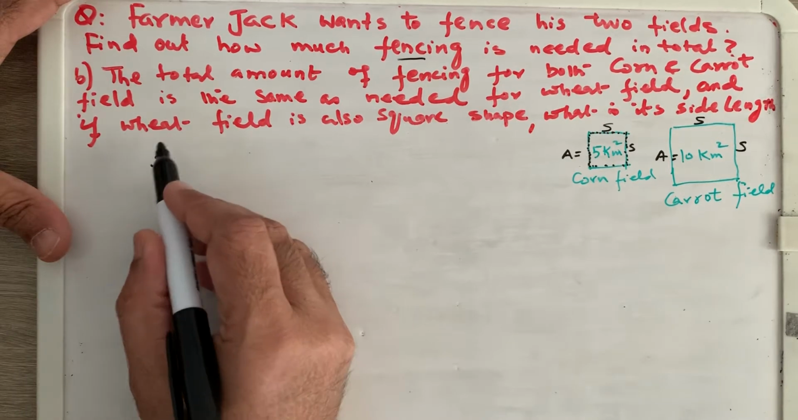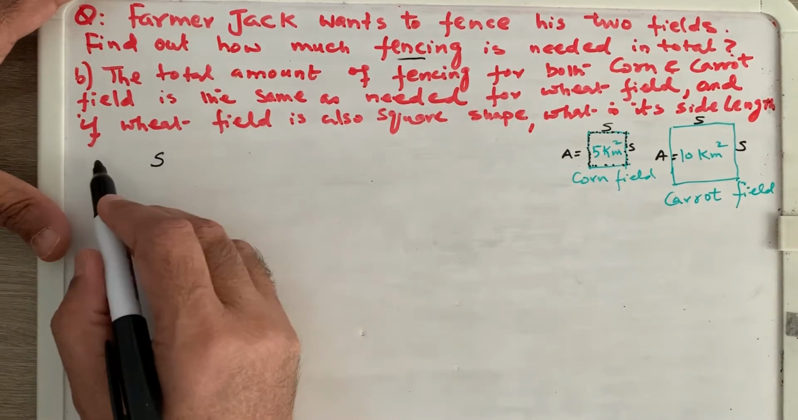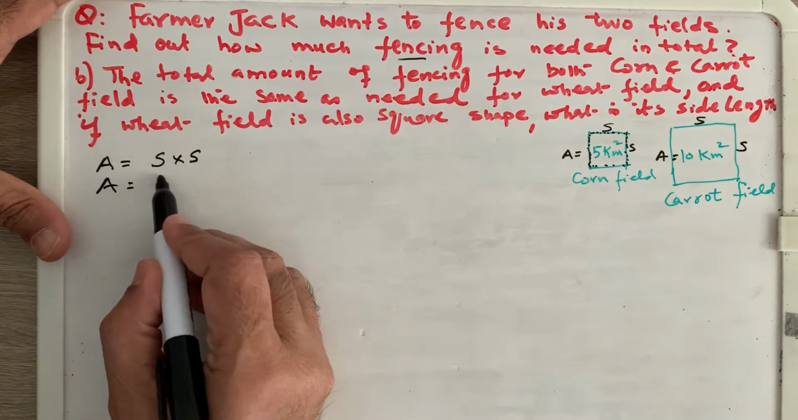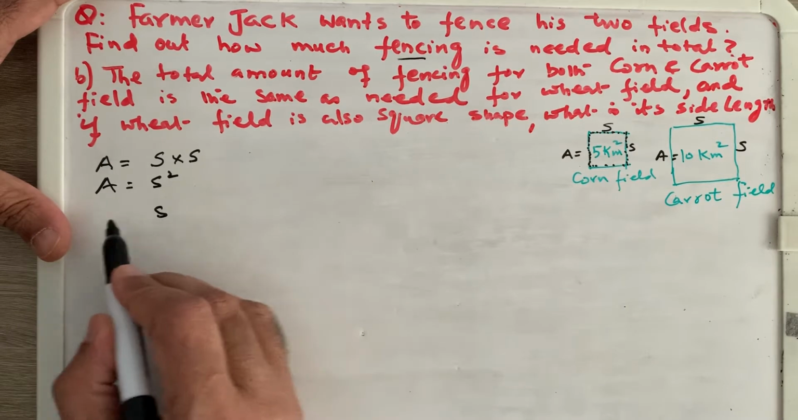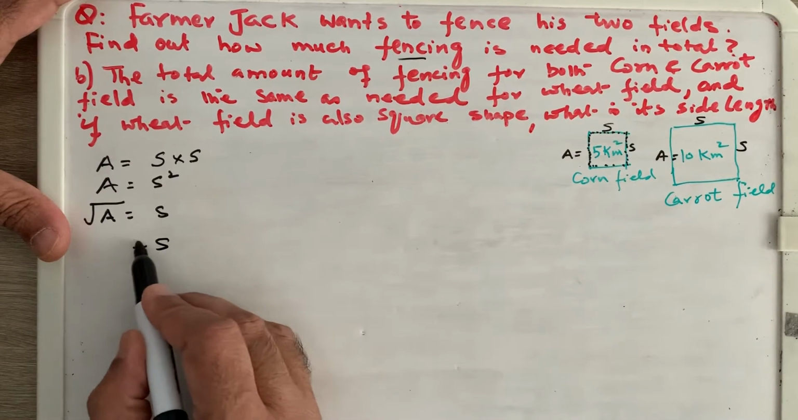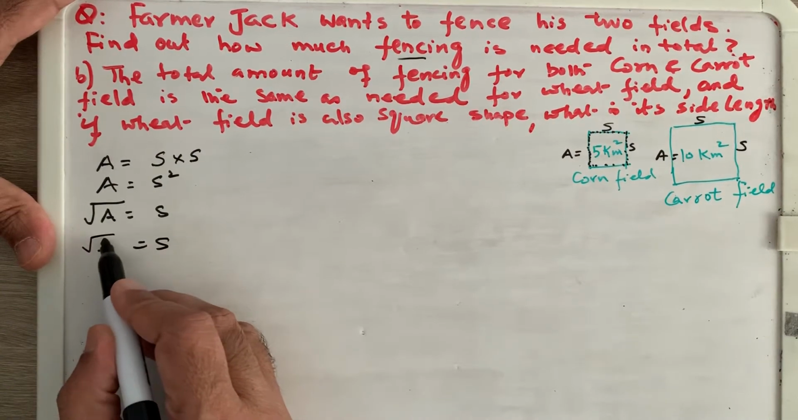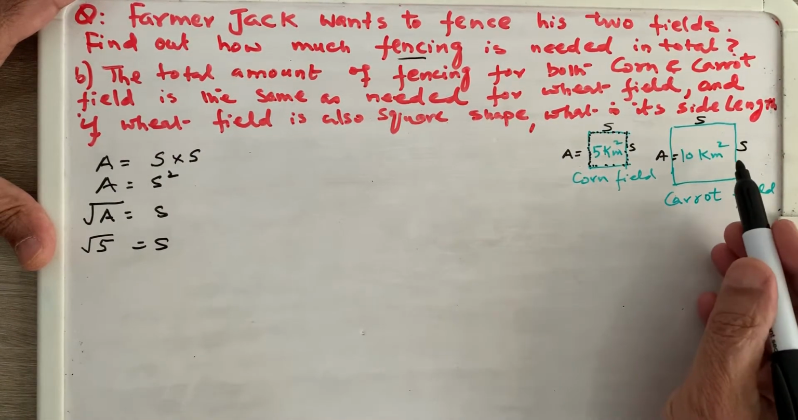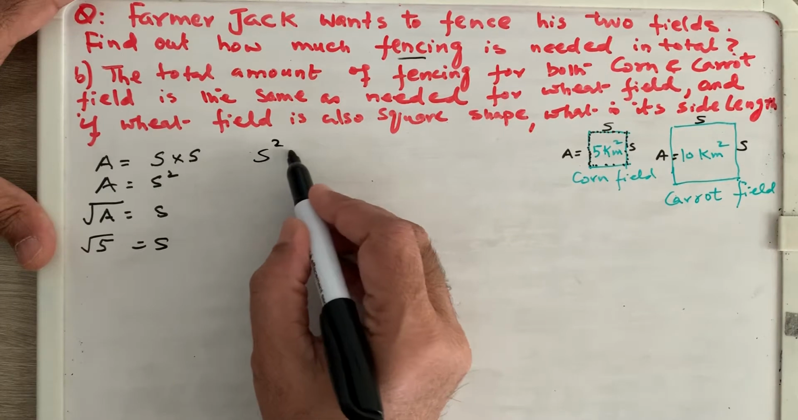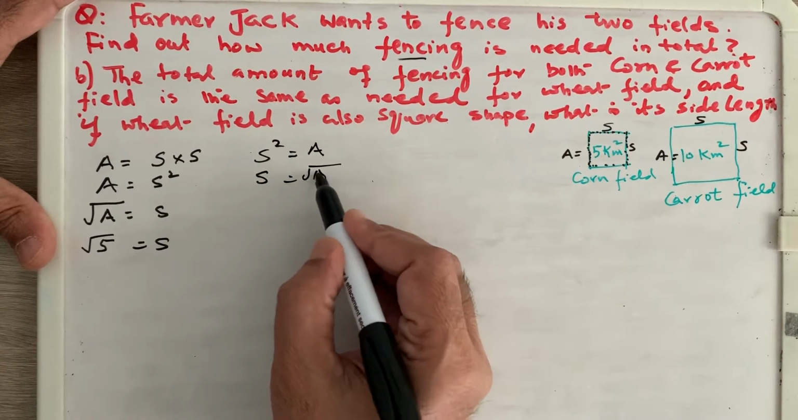In the last video, we also learned how to find out the side of a square if the area is known. So we said area is equal to side into side. That means area is equal to side square. Or if you want to calculate the side, that is the square root of the area. So to calculate the side of this cornfield, we have to take the square root of 5. And to calculate the carrot field, we have to say s square is equal to a, side into side is area, and side is equal to under root a, that is area.